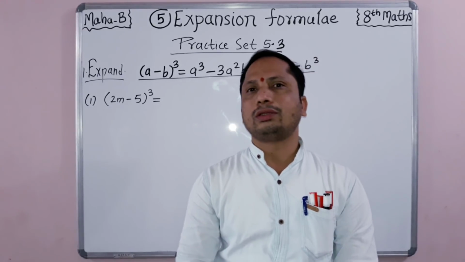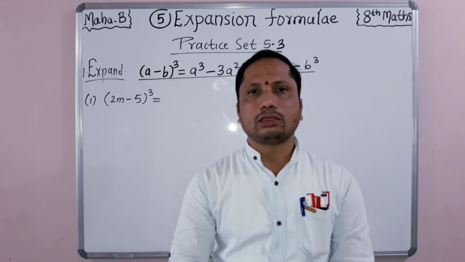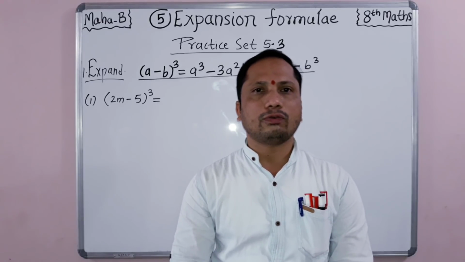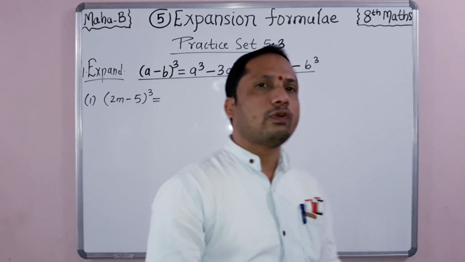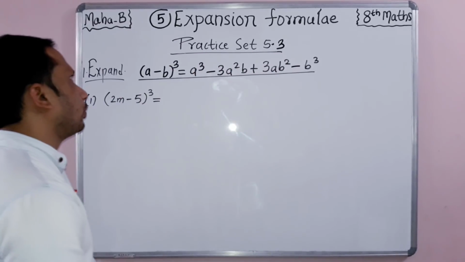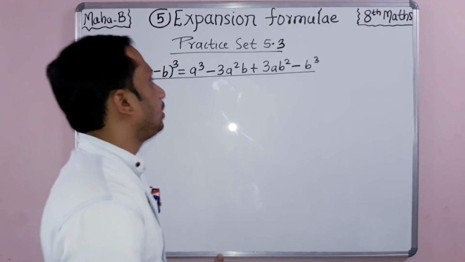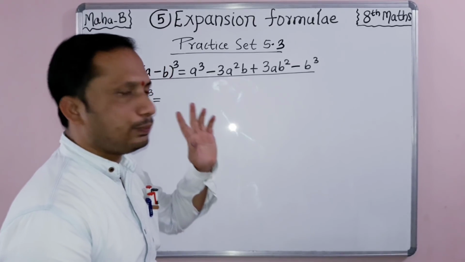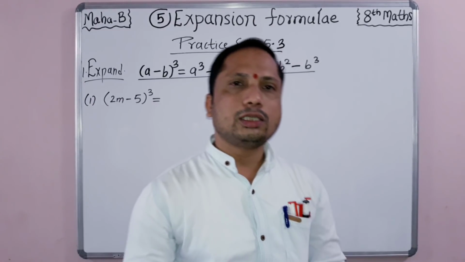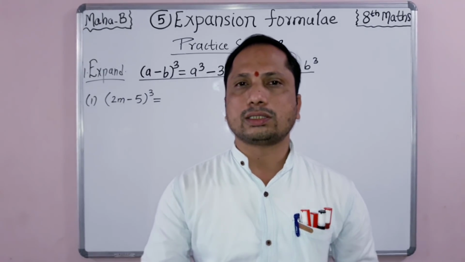Now we are going to solve practice set 5.3 from your fifth lesson, expansion of formulas. Students, we are going to use the next formula in practice set 5.3, that is (a − b)³ = a³ − 3a²b + 3ab² − b³. In this practice set there are a total of two problems. First is expand and second is simplify.